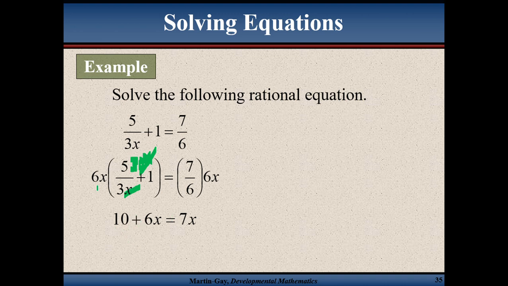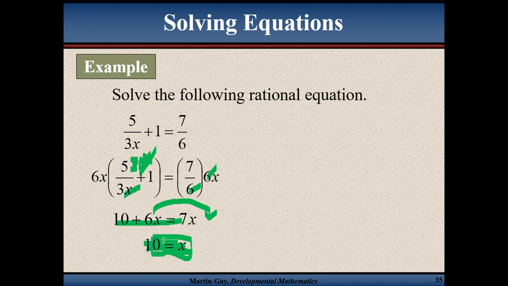Tas plus, multiply the 6x. 6x is equal to, ito, na-cancel ang 6. So, naging 7x. Ngayon, i-ayos lang natin siya. I-transpose natin sa kabila. Ito, magiging negative. So, the value of x is 10.